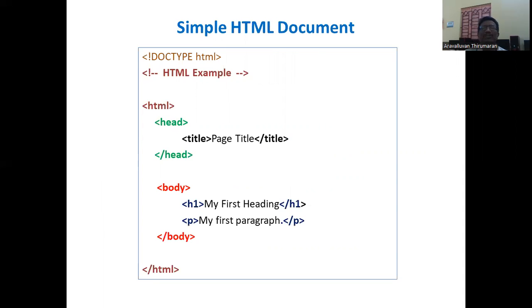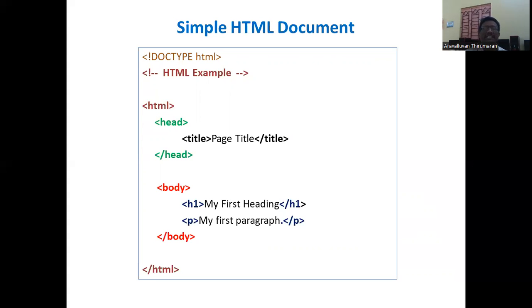This picture shows a simple HTML document. The first line is the document type HTML. This is nothing but the declaration. The second line is the HTML example. This is nothing but the comment line. Actually, this is skipped by the browser. That one is used only for us programmers.